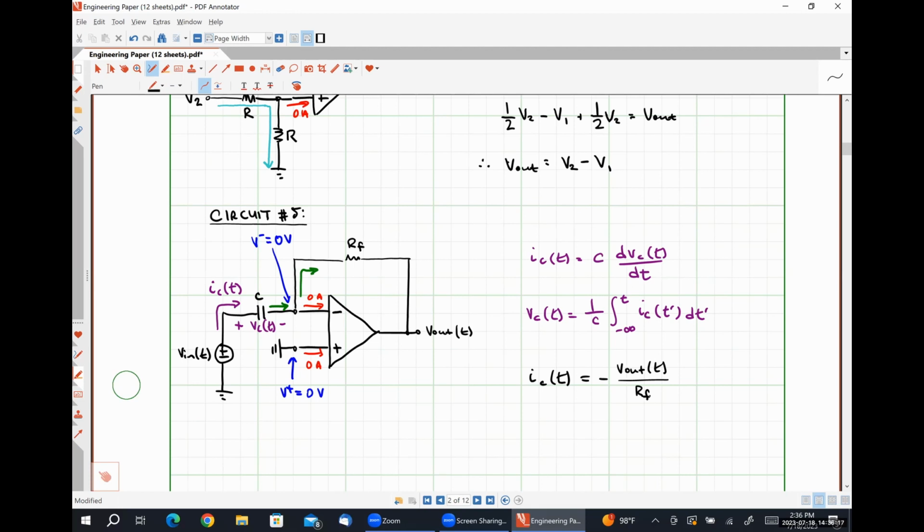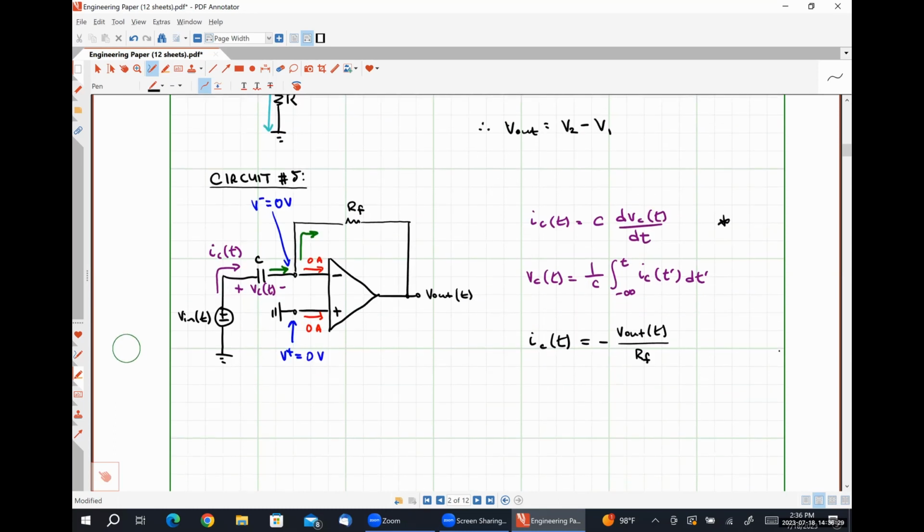So what I need to do now is figure out how IC of T relates to our input voltage. I'm going to use this relationship here and substitute in that C times the derivative of my capacitor voltage with respect to time will be equal to negative my output voltage divided by my feedback resistance. So I at least have things in terms of voltage, but now I need to figure out what the relationship between VC and VN is.